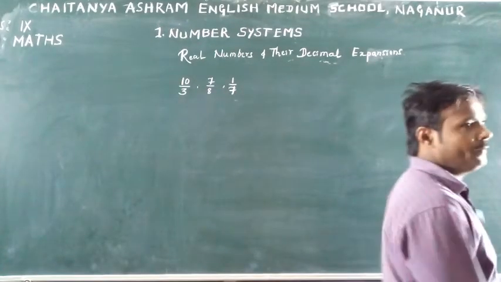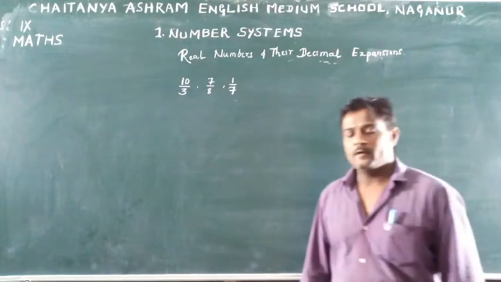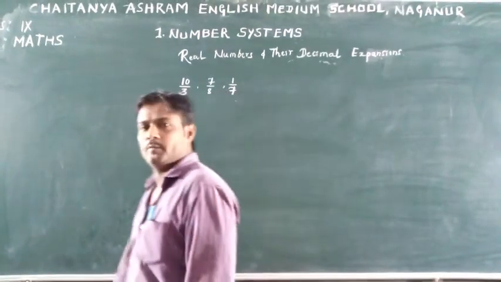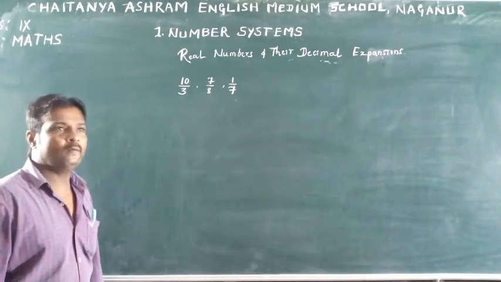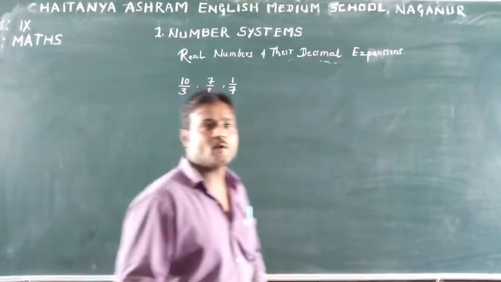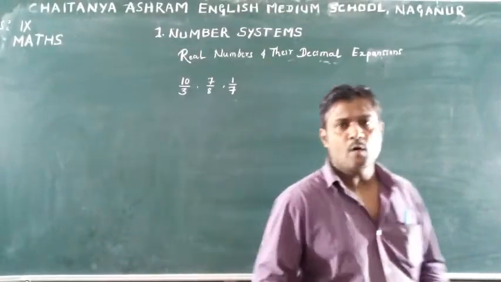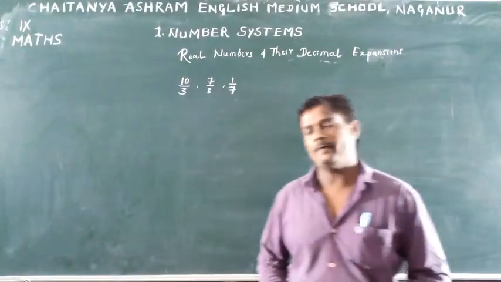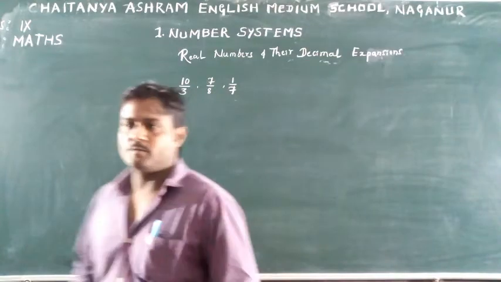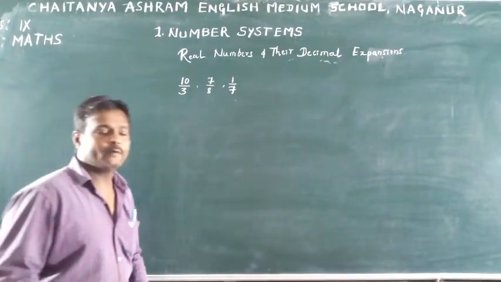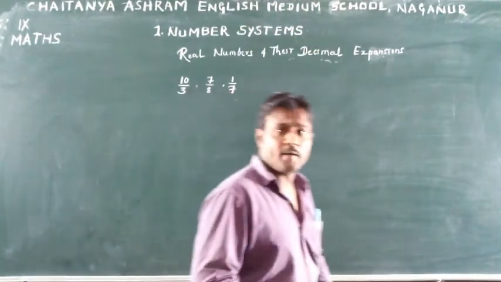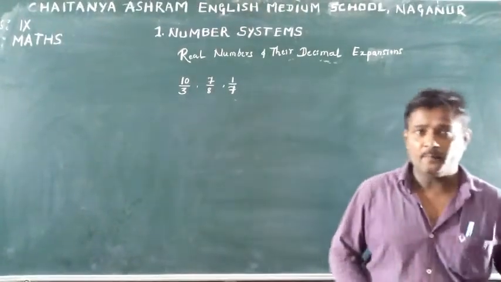In the previous video, we solved exercise sums and we learned representation of irrational numbers on the number line. We represented root 2, root 3, root 5 on the number line.